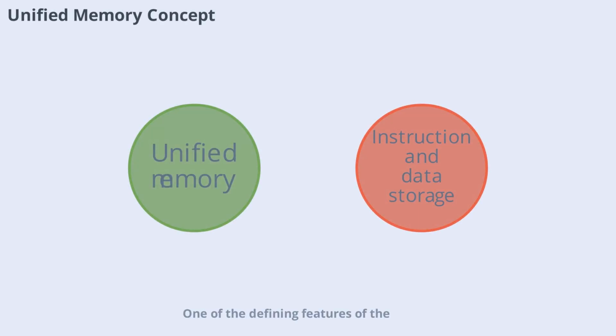One of the defining features of the von Neumann architecture is its unified memory. Both program instructions and data are stored in the same memory space. This means the CPU can access and modify instructions just like data, making computers highly flexible. However, this also introduces the possibility of errors if instructions are accidentally overwritten.